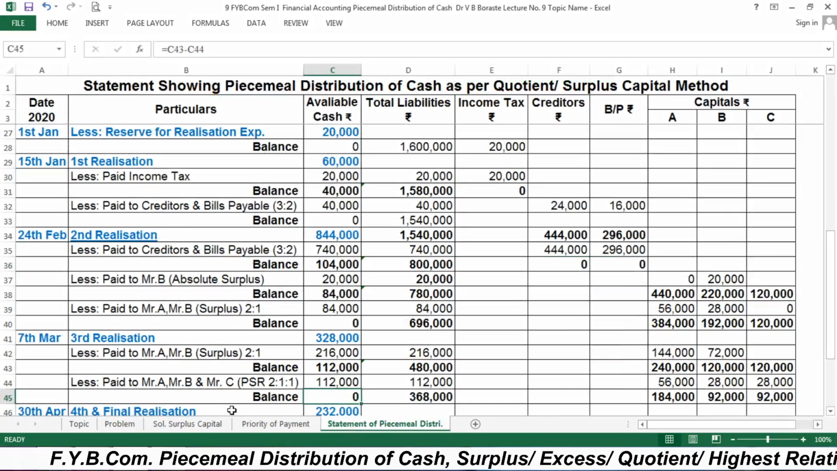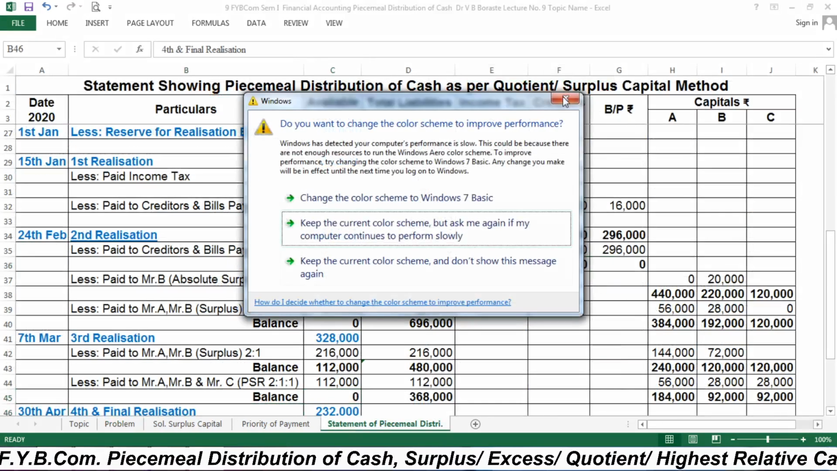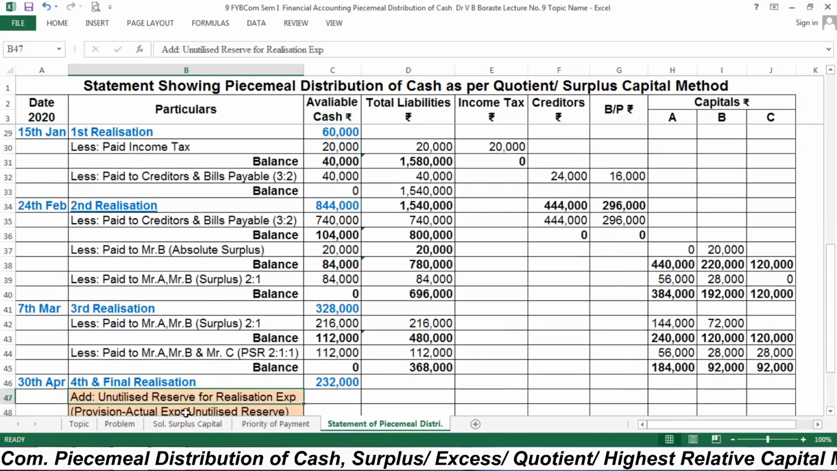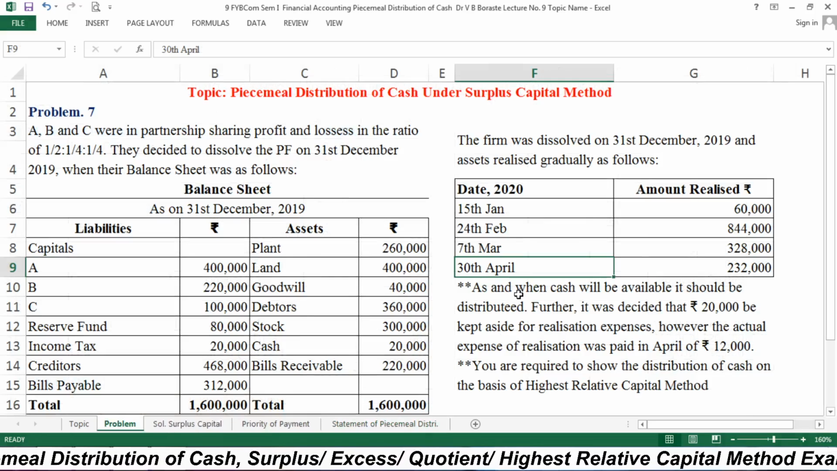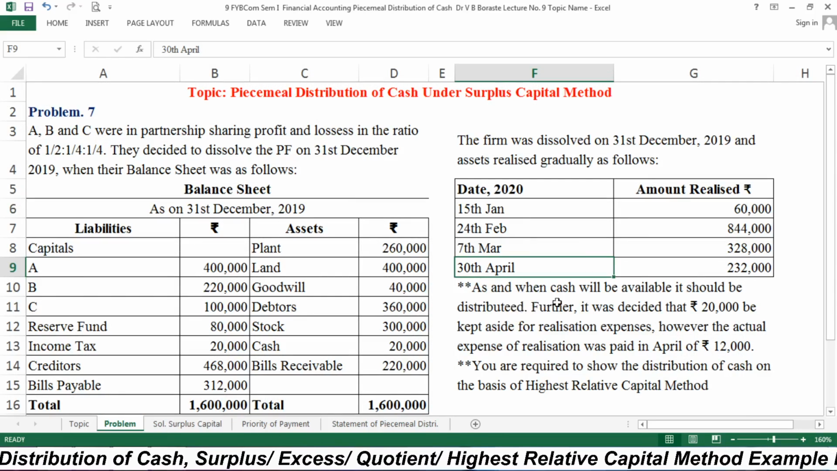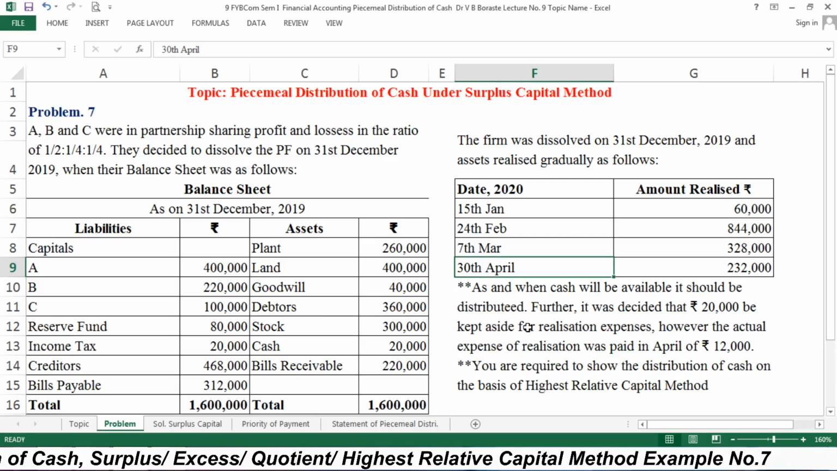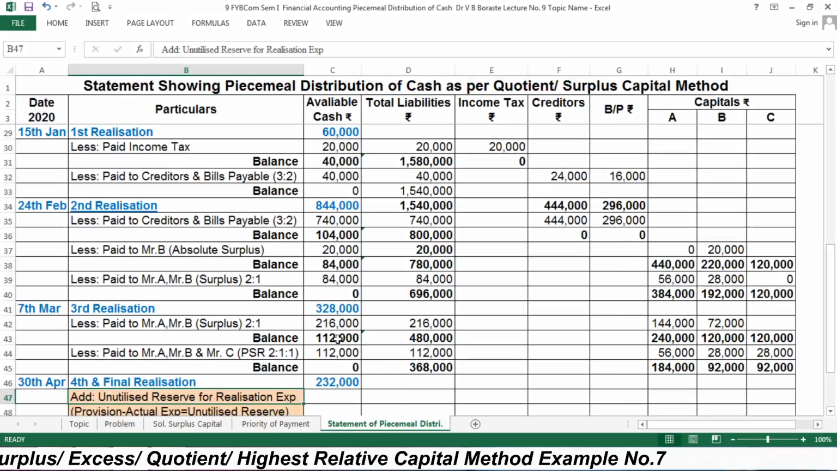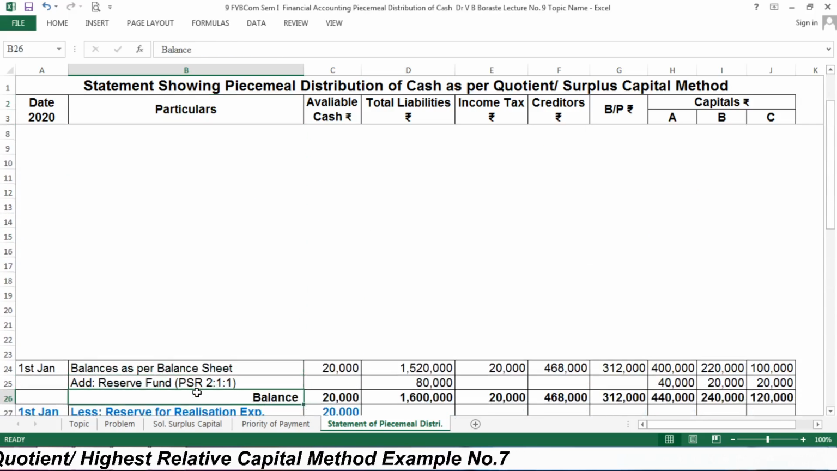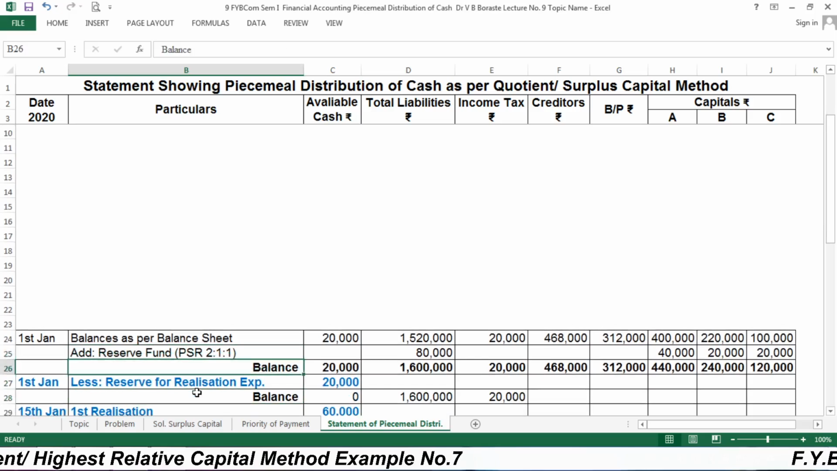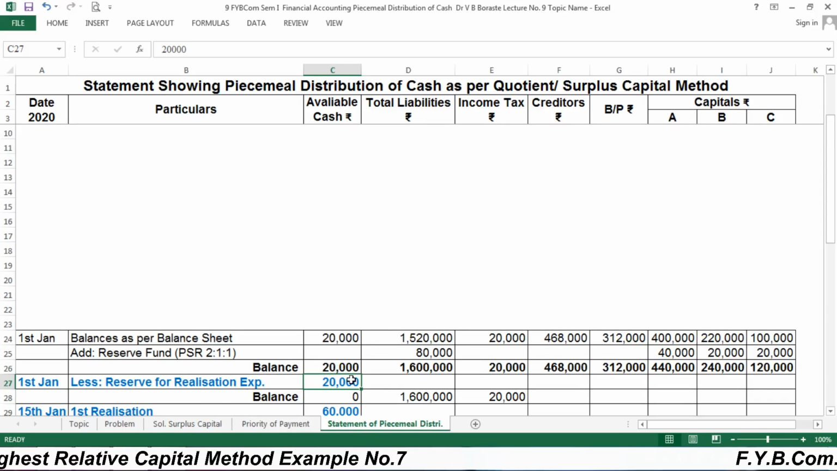So here we can call our next realization, that is 2,32,000. But keep it in mind, there was one additional information given at the bottom of the example: as and when the cash is available, it should be distributed as we have already paid the amount on the same date. Further, it was decided that 20,000 be kept aside for realization expenses, for which we made a provision on the very first day. You can see here the provision of realization expenses, that is rupees 20,000.